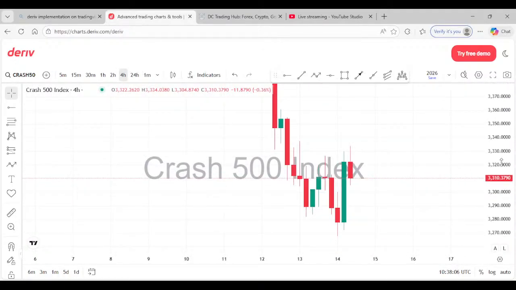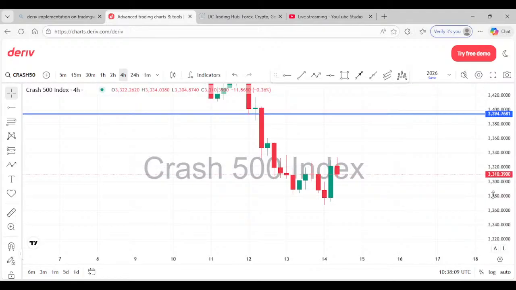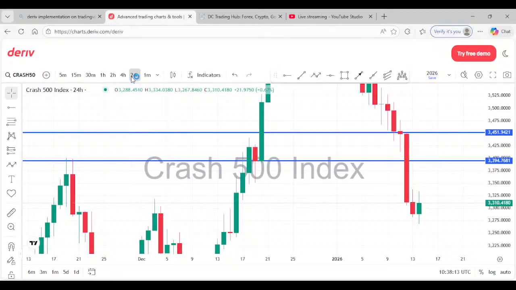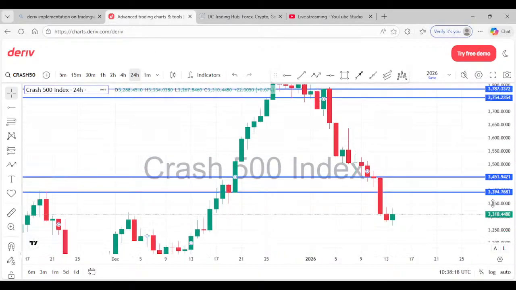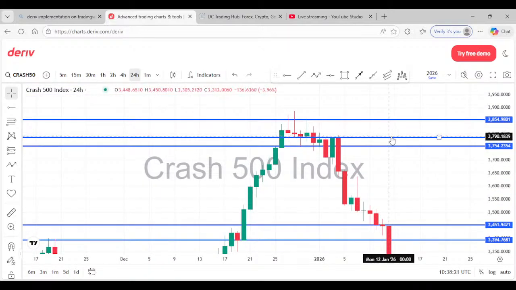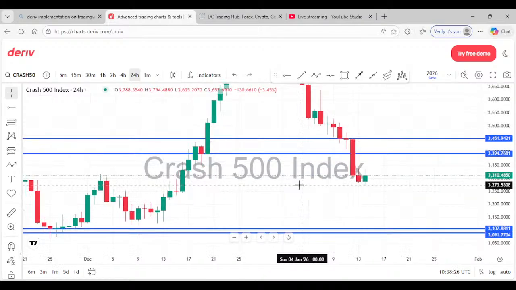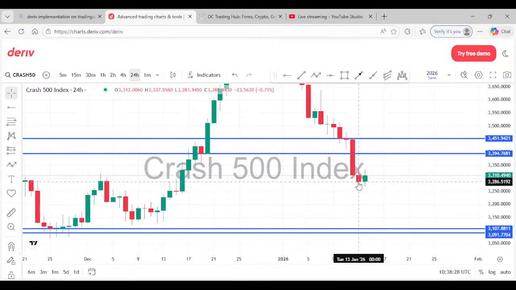I think that's one mistake that most traders normally make. They stick to lower time frames. So let's look at crash. You said crash 500. So price reached this level and then it has been dropping. But if you look at the previous day's candle, it was a little bit small, showing that there is a reduction, or the selling, the bearish momentum is diminishing.